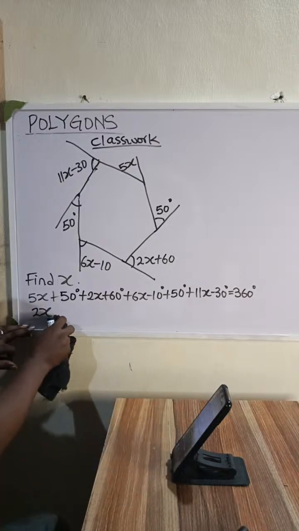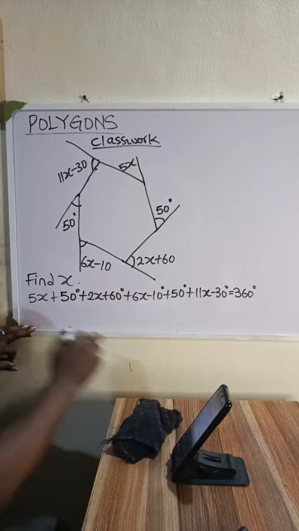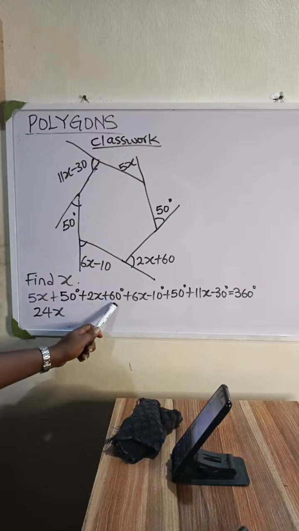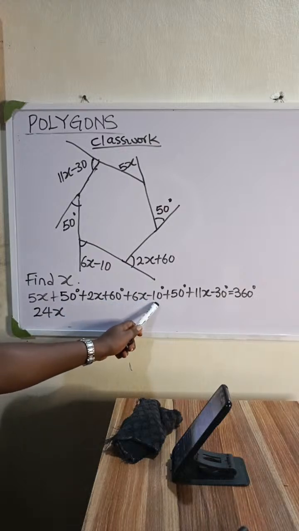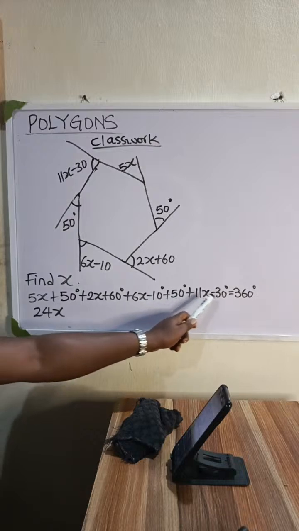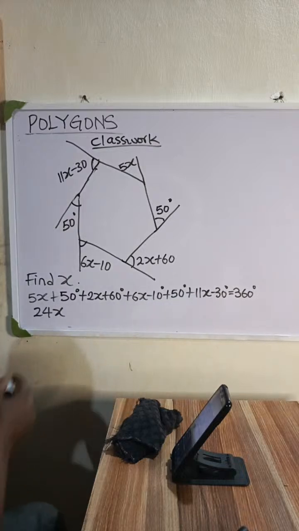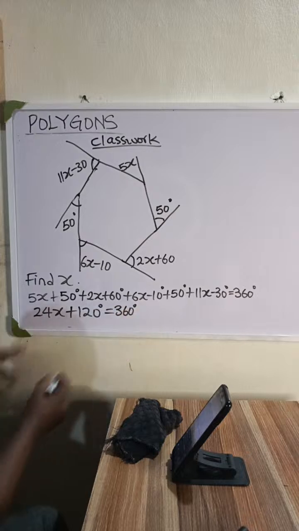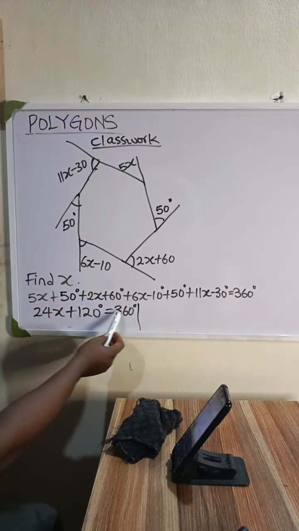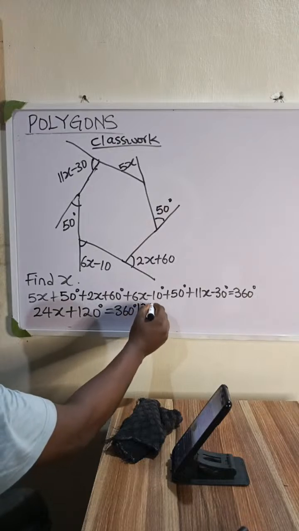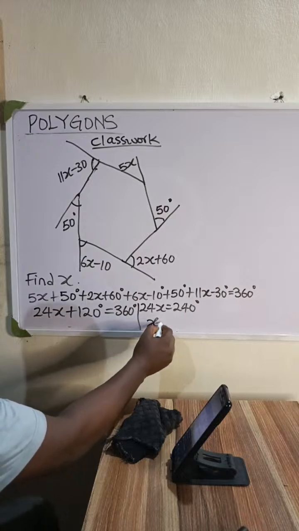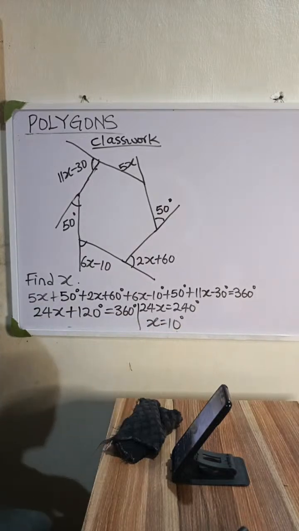Daniel said x is equal to 5. Let's see. So 24x. Then we look at the numbers. 50 plus 60 is 110, minus 10 is 100, plus 50 is 150, minus 30 is 120. So plus 120 degrees is equal to 360. If you subtract, you're going to get 24x is equal to 240 degrees. If you divide both sides by 24, you get x is equal to 10 degrees. Okay, very good. You guys did a good job.